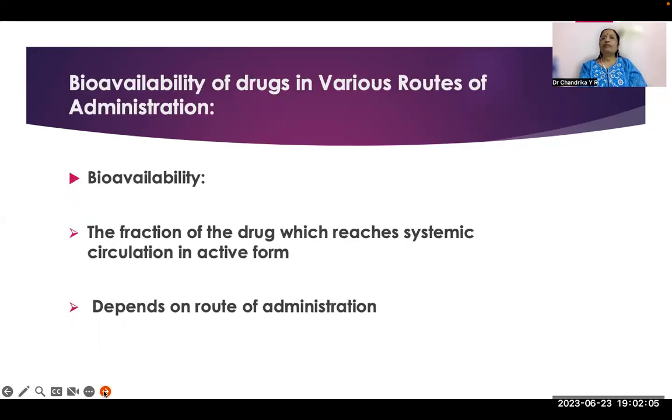Whenever we think of giving drugs, we should know the bioavailability of that drug in the route of administration. What do you mean by bioavailability? Bioavailability is nothing but the fraction of the drug which reaches the systemic circulation in active form. Naturally, it depends on the route of administration.